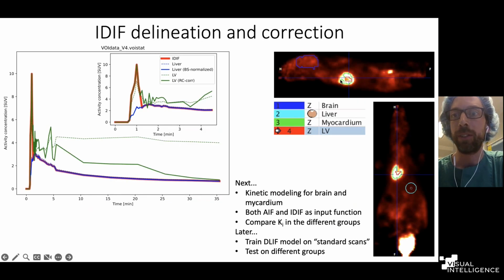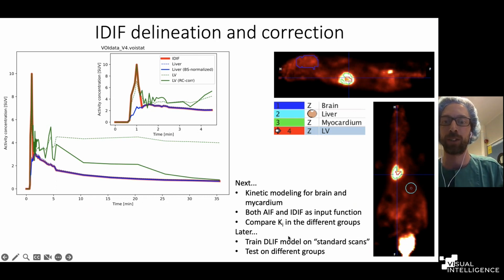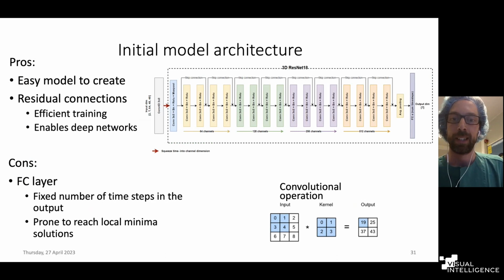And then we will move on to delineate regions in the mice and do the compartment modeling with both the input function and the image-derived input function as input, and compare the KI values. And then later we can use this data to train our deep learning models. So that was the data collection part.